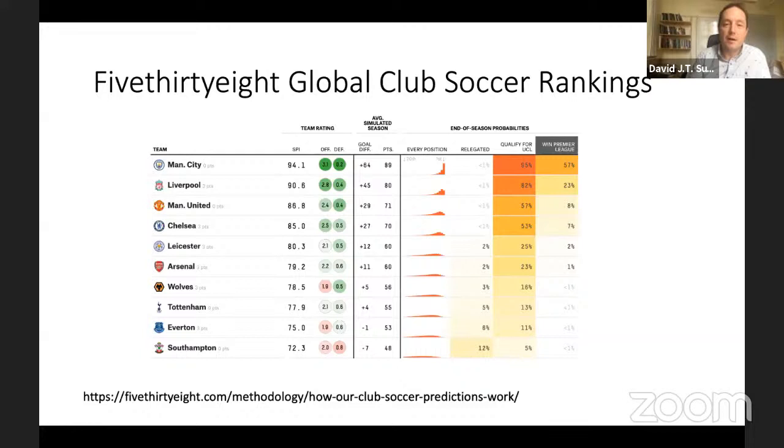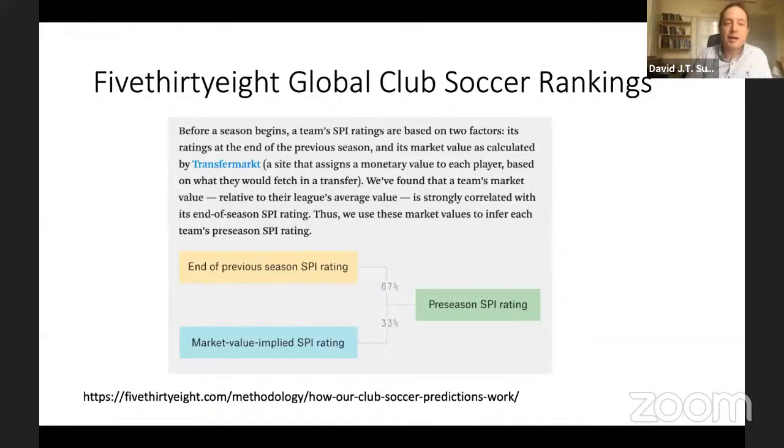But they do all of this simulating the league, trying to find out the probability that their team will qualify for the Champions League, that they'll win the Premier League. Interesting to see Manchester City up there at 57%. So they're really trying to make predictions of the future. Just a little bit about how it works, what they do. Again, you can read all of this from their webpage.